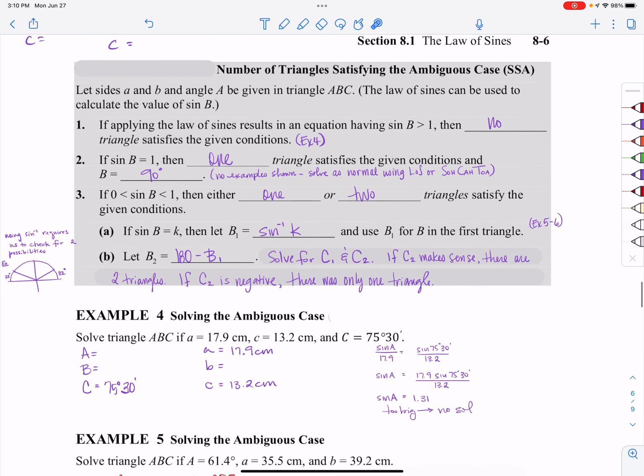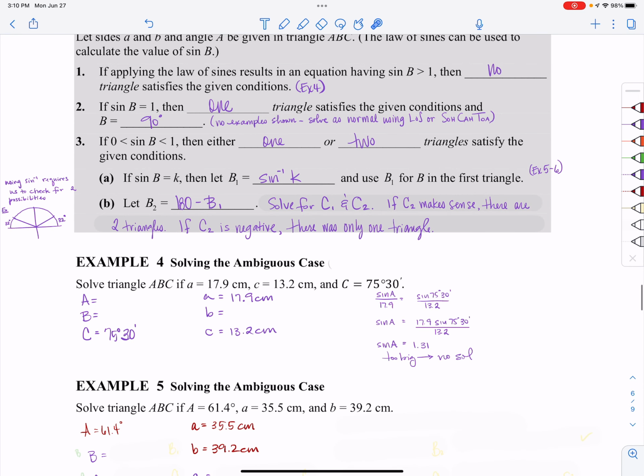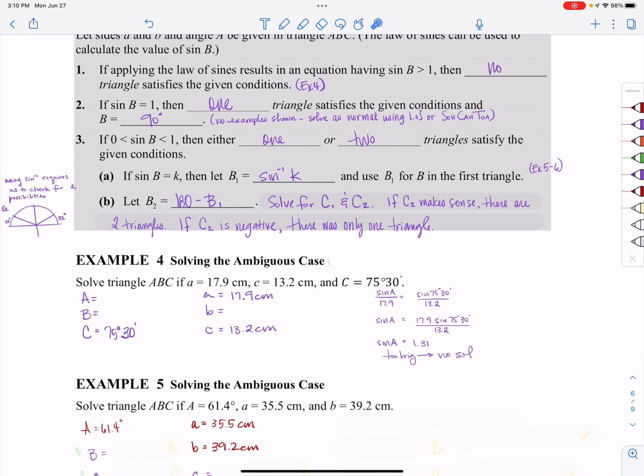Let's look at condition number 3. Number 3 is where, when I find the sine of angle B, it lands in a good place. It lands between 0 and 1. And what that is going to tell me is that I either have one triangle or I could have two triangles to satisfy the given conditions. So here's how I'm going to go about figuring out if it's one or two triangles.